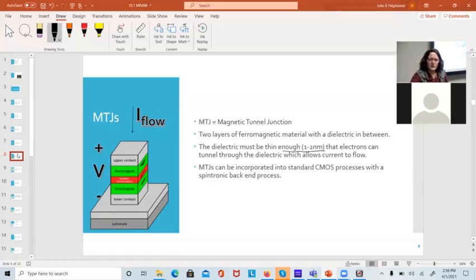So there will be some current flow through here if I put a high enough voltage across here. And in this case, the high enough voltage isn't like 20 volts. It's more like normal voltages like 2.2, 3.3 volts that these devices run off of. I can build these MTJs in a standard CMOS process if I have a spintronic back-end process. They can be integrated into standard CMOS electronics, but it just takes some extra processing steps.